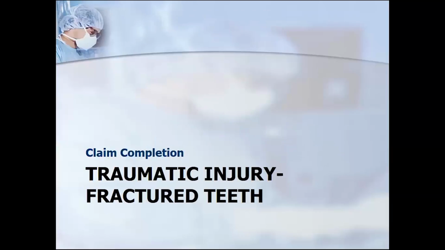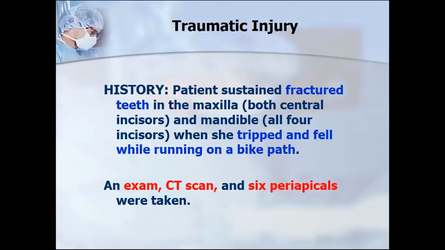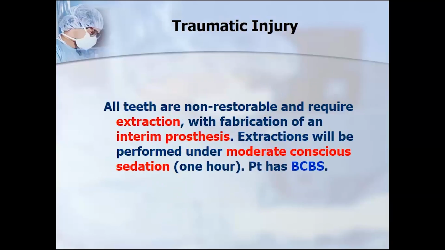If we look at the third example, a traumatic injury, fractured teeth, patient sustained fractured teeth in the maxilla, both central incisors, and the mandible, all 4 incisors, when she tripped and fell while running on a bike path. An exam, CT scan, and 6 periapicals were taken. All teeth are non-restorable, require extraction with the fabrication of an interim prosthesis. Extractions will be performed under moderate conscious sedation, 1 hour, and the patient has Blue Cross Blue Shield.